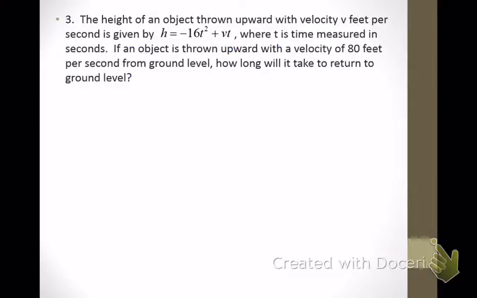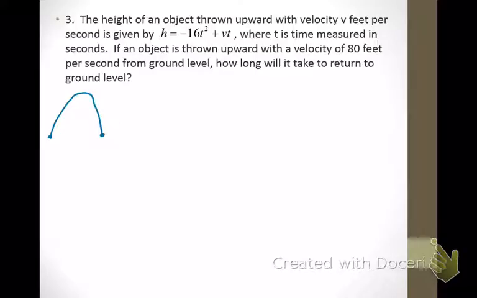Okay? For example, here, the height of an object thrown upward with the velocity v feet per second is given by that, where t is time measured in seconds. If an object is thrown upward with a velocity of 80 feet per second from ground level, how long will it take to return to ground level? The picture's always nice, and the object's going to start here. It's going to get thrown up and come back down to the ground. So it's a parabola. We need to know when h is 0, right? There's going to be two times when h is 0, one before it's thrown and the other one after it's thrown.